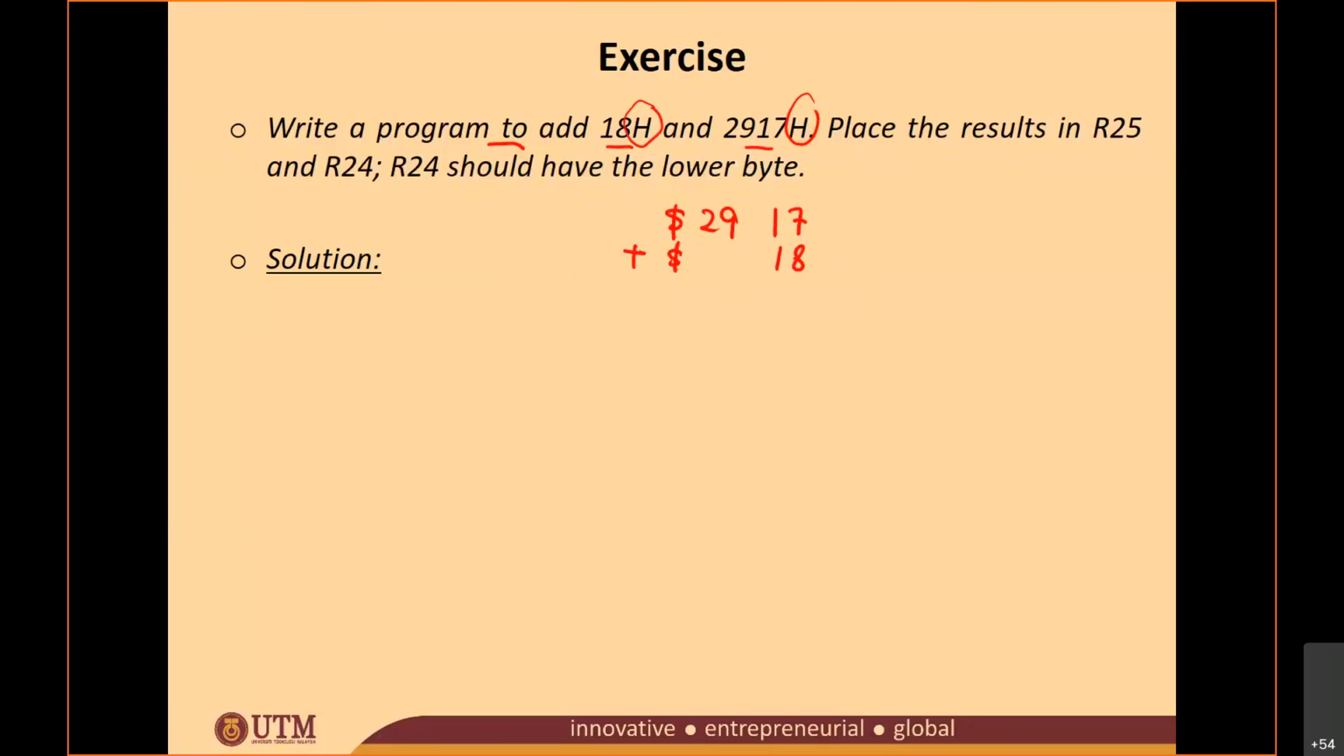Okay, since the first number here is a 16-bit number, you can divide it into low and high byte. This one goes to R24, and this is R25.